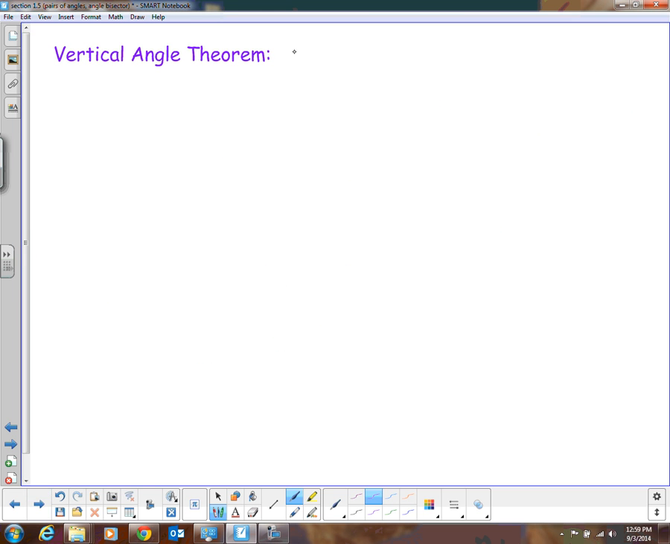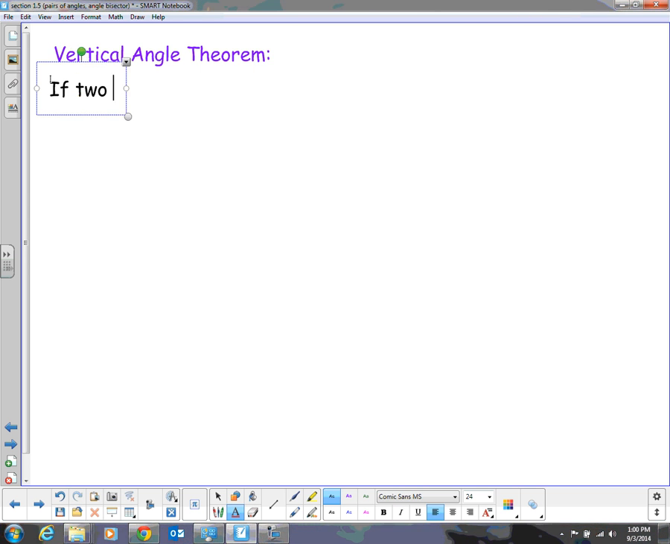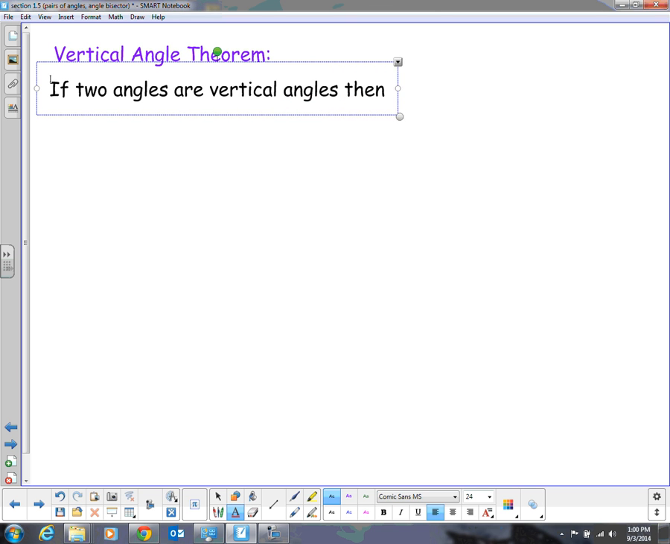So the vertical angle theorem states, maybe I'll type it so it looks pretty. The vertical angle theorem states that if two angles are vertical angles, then they are congruent.